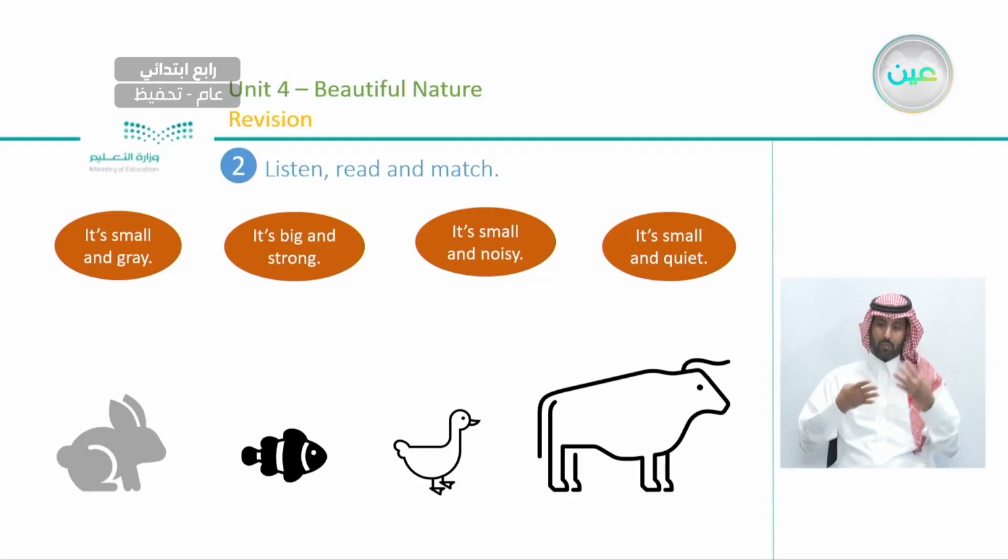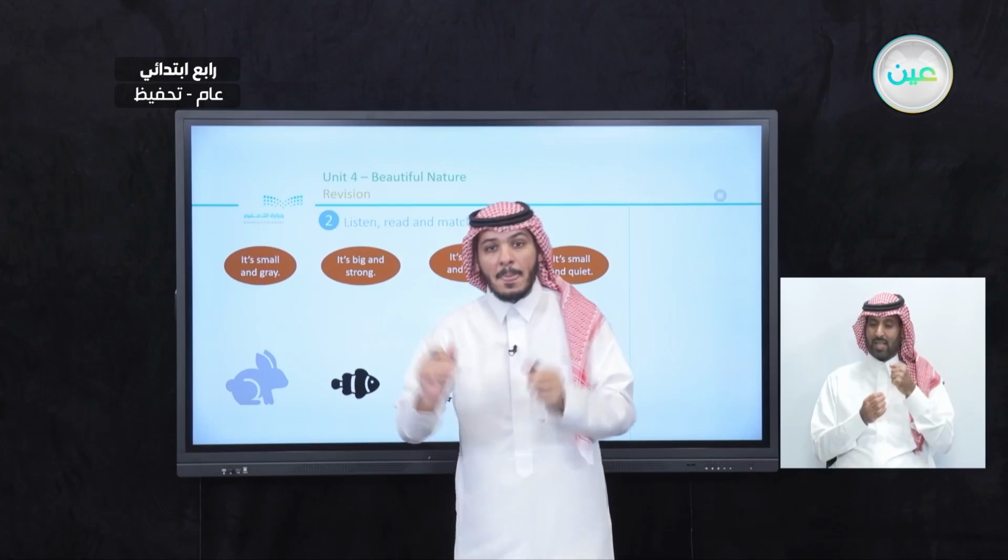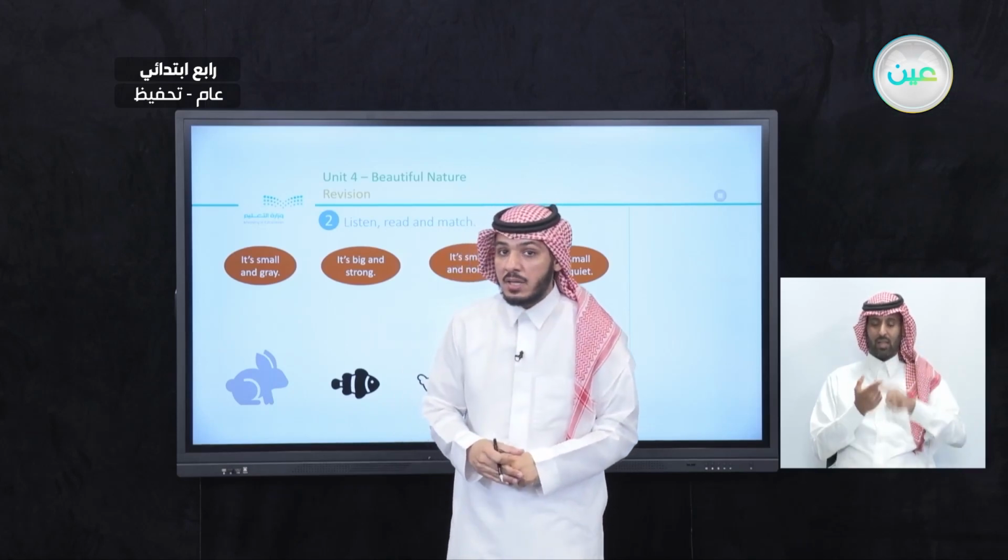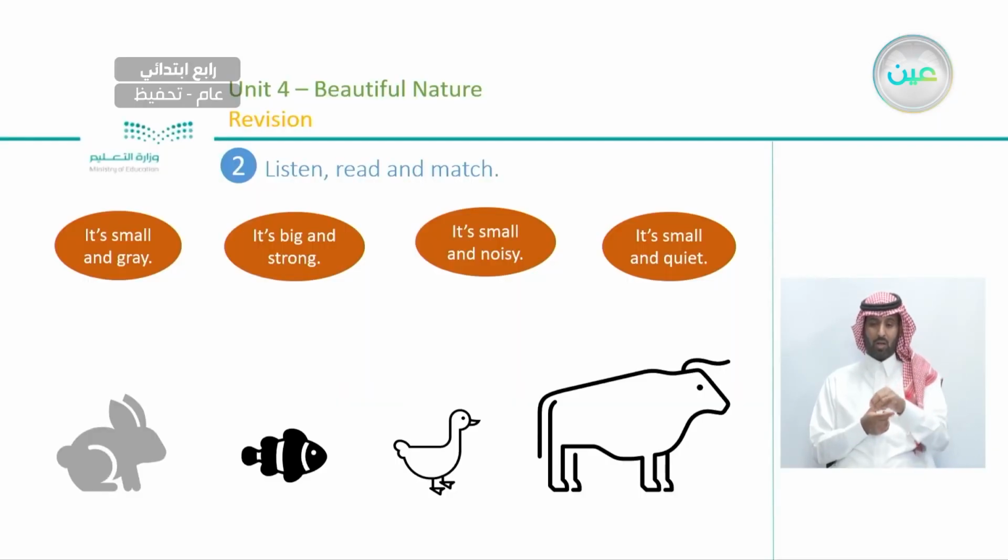Let's take them one by one. It's small and gray. The color is gray. Which one here? This is black, black, black, and we have gray. So this is it. Excellent. So we have small and gray.